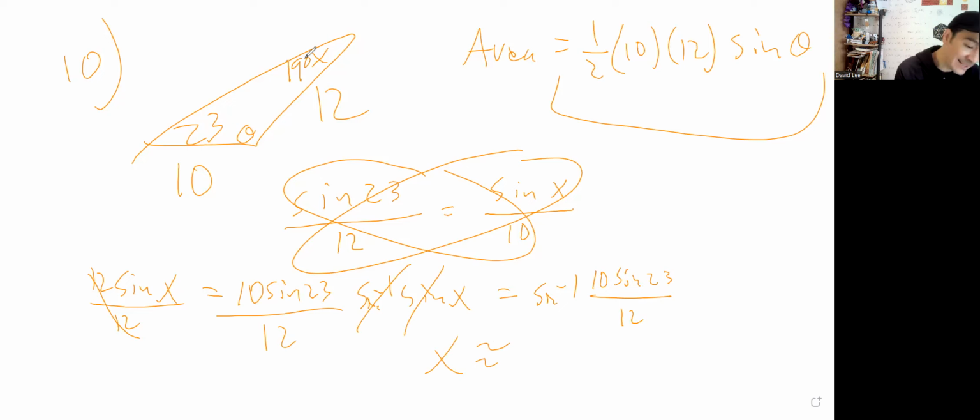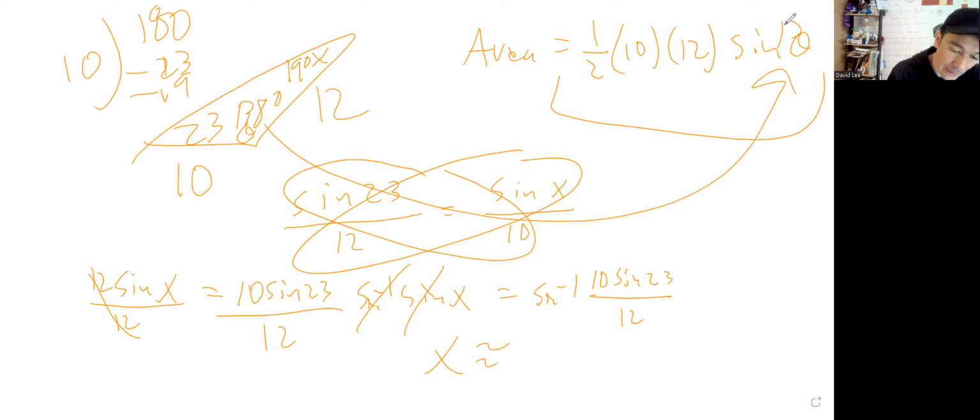And that quickly tells us theta. Let's go 180 minus 23 minus 19. And theta is 138 degrees. 138 degrees, and that goes in right there. Then type all of that in.